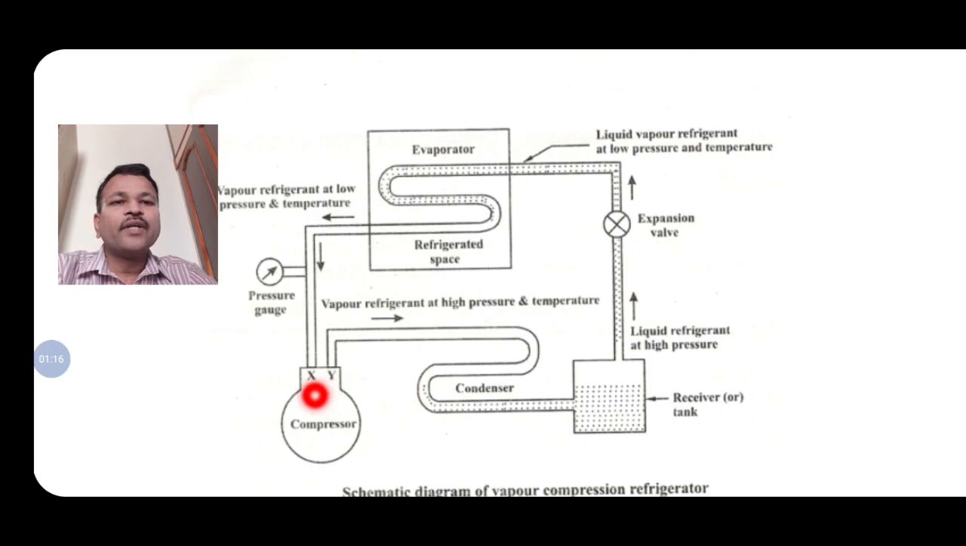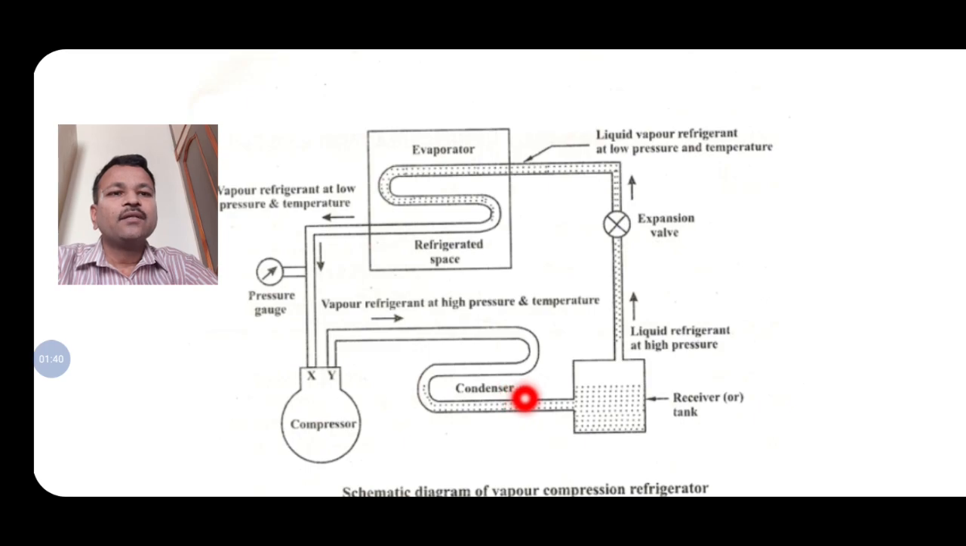Compressor. What is the job of a compressor? The compressor's job is to compress. Compress means it has to convert low pressure into high pressure. That's a very important thing. And low temperature into high temperature. Next, condenser. The condenser's job is to convert vapor into liquid. Condensation means converting vapor into liquid, and the condenser does that work.